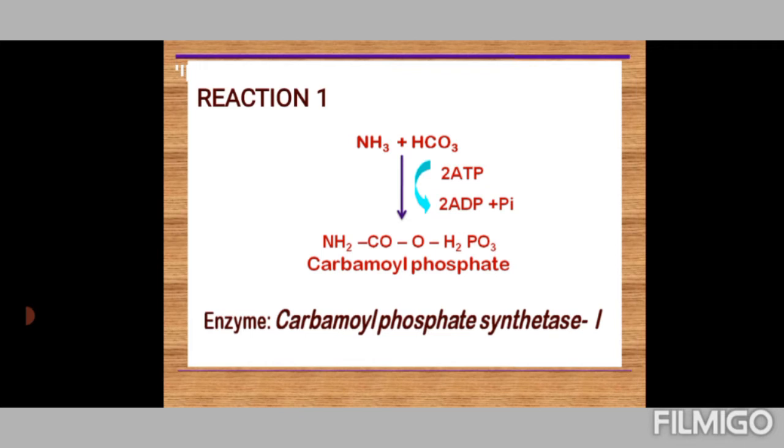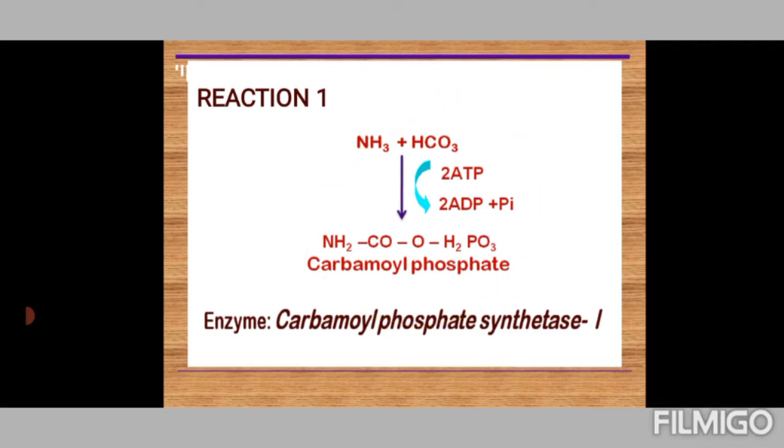Now, what happens here is that bicarbonate takes up 1 molecule of ATP, out of the 2 molecules, to give carbonyl phosphate first. Then a molecule of ammonia is added to give carbamic acid, or carbamate. And 1 more molecule of ATP, the second molecule of ATP, is taken up to give the product carbamoyl phosphate.